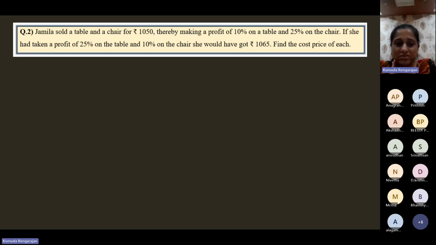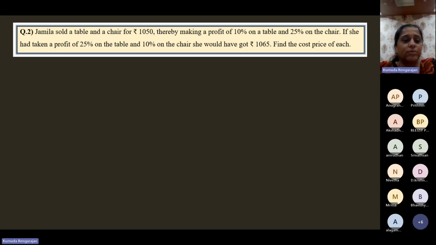SP of the table plus the SP of the chair is equal to 1050. And the profit is 10% on the table, 25% on the chair. Okay, profit 10% on table, 25% on chair. Fine. But what is 1050? Is it the profit margin? No. That's the selling price of the table and the chair together.